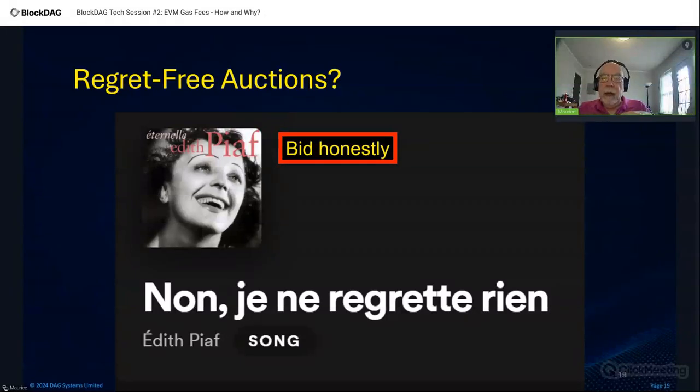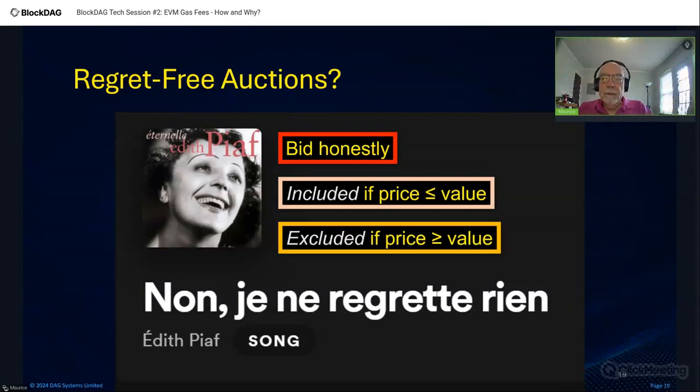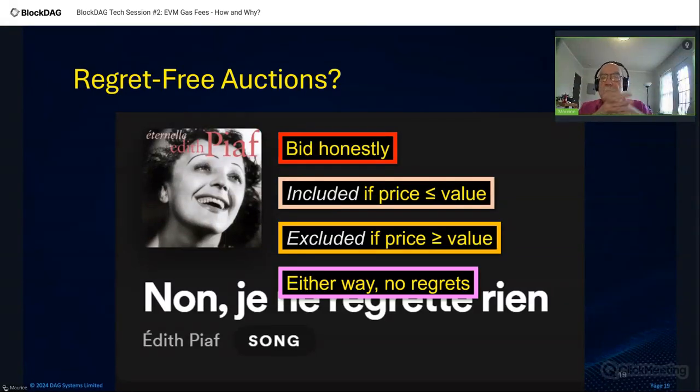But what happens is if the clearing price is less than your value, you pay the clearing price and you get what you want. So this should make you happy because you got good value for your money. You're excluded if the clearing price is more than what it's worth to you. That may be frustrating, but basically you weren't willing to pay what the market was willing to pay. But most importantly, there are no regrets.